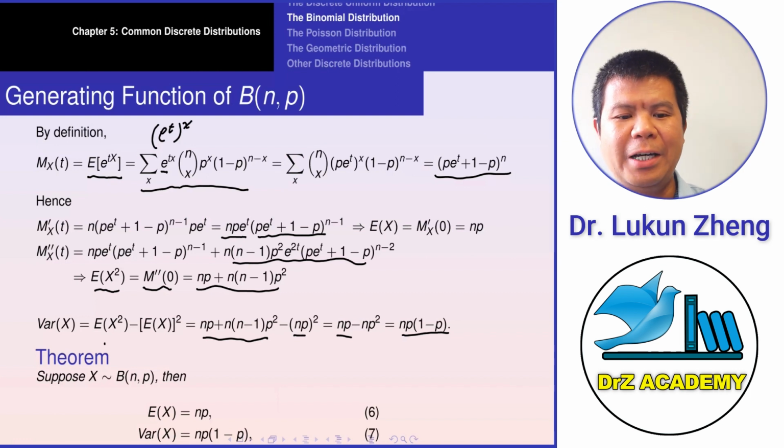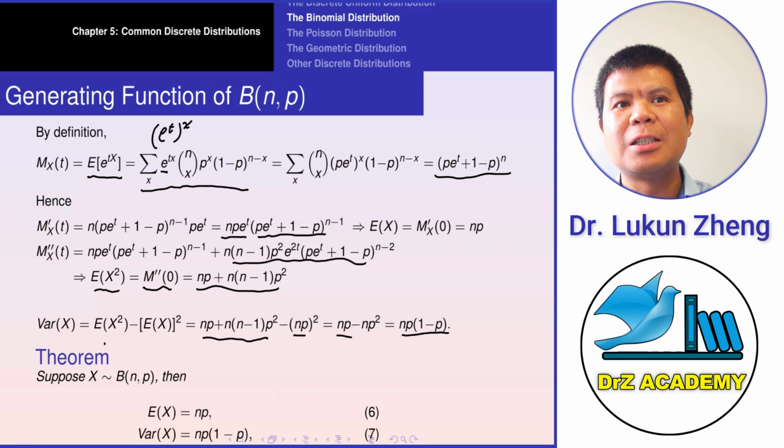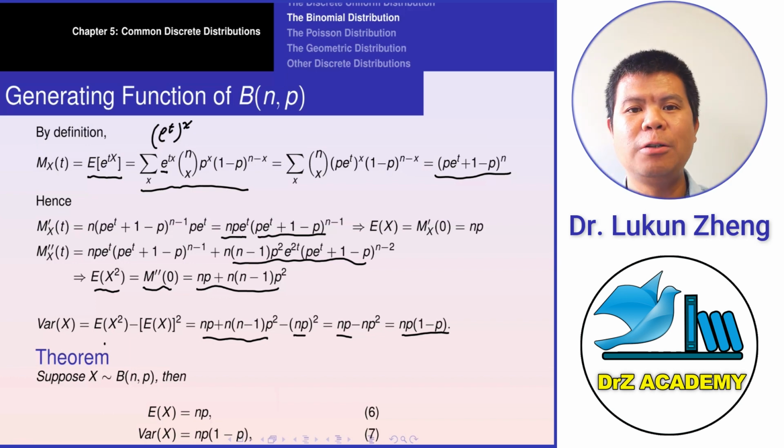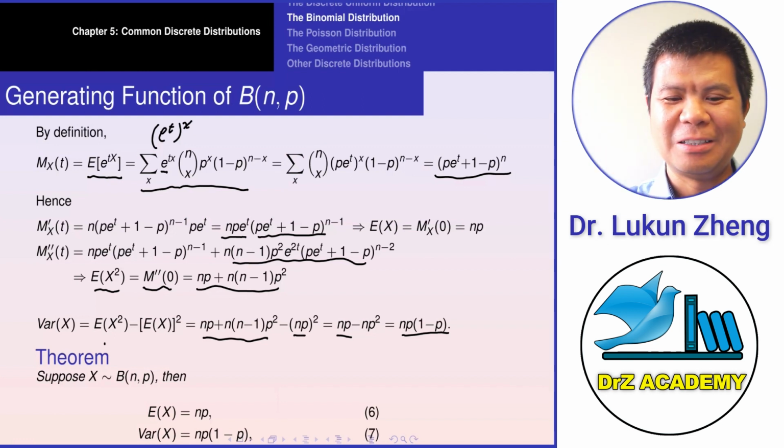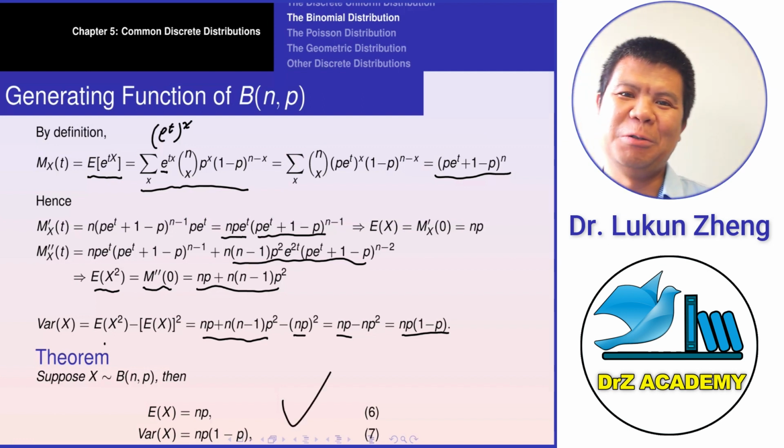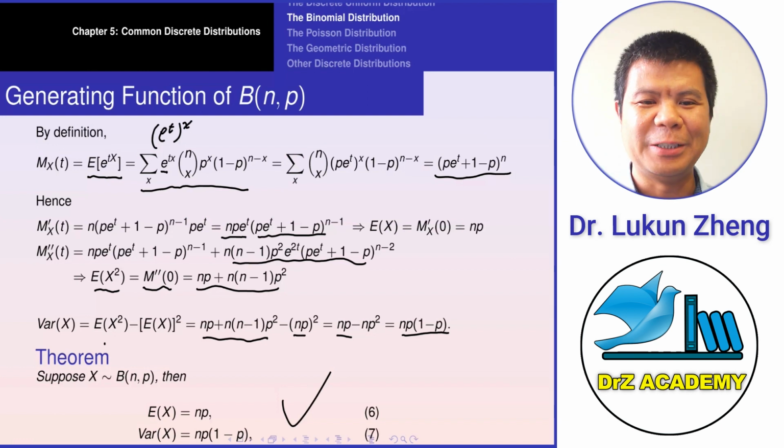Now, therefore, we got the following theorem. If X has a binomial distribution with parameters n and p, then the expectation is going to be np, and the variance is going to be np(1 - p). All right, that's exactly what we'll get here in the theorem. So, very good.